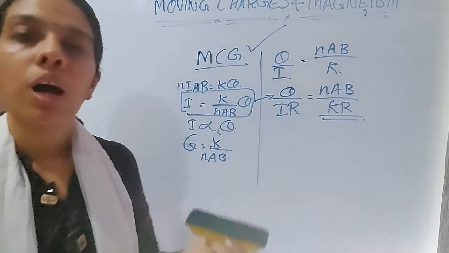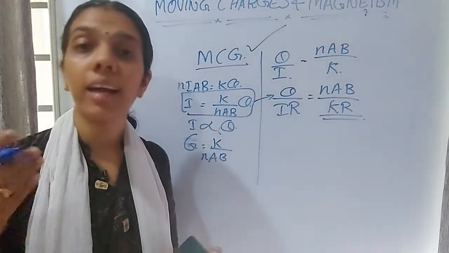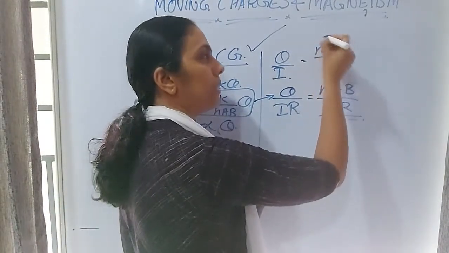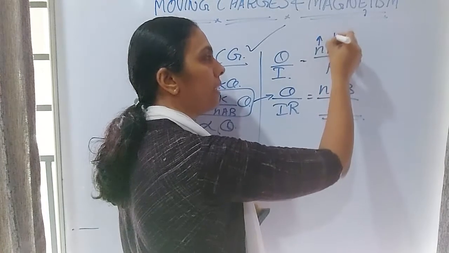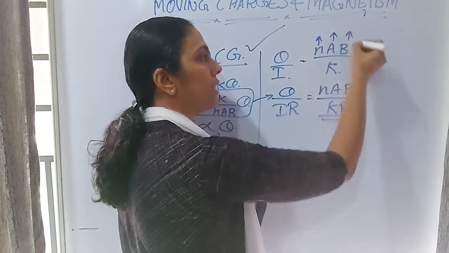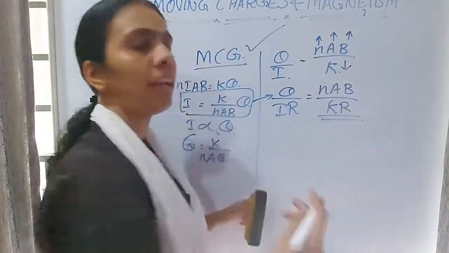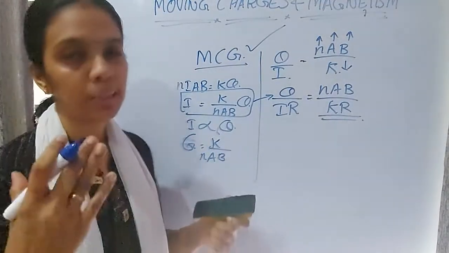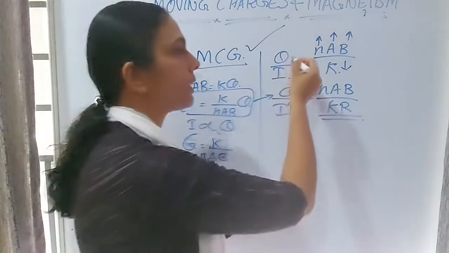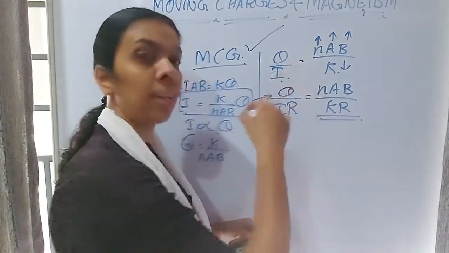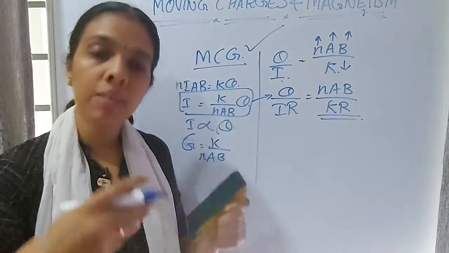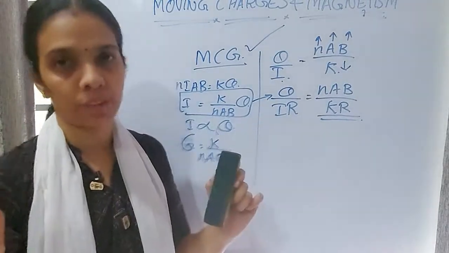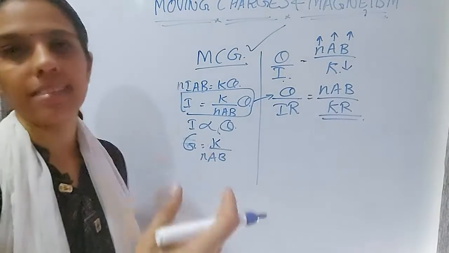Now how can we increase our current sensitivity? We can increase the current sensitivity by increasing N, increasing A, increasing B, or decreasing K. Any one method we can use. But which of these are practically possible for increasing the current sensitivity? Increasing current sensitivity means for a small current itself, it should show a deflection. That is the increase in current sensitivity.